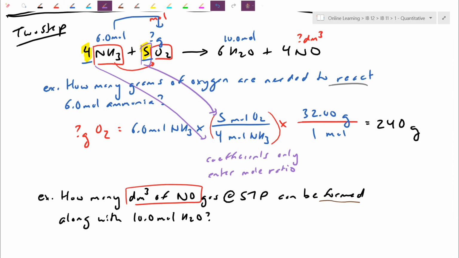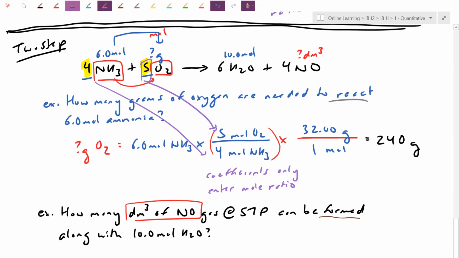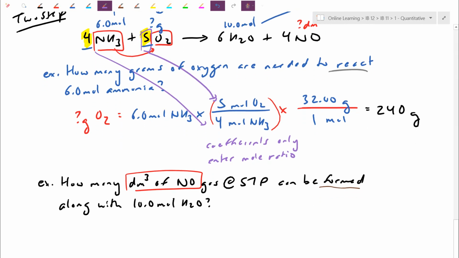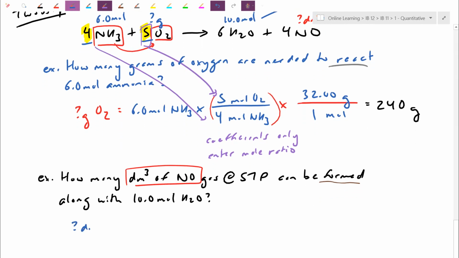I'm going to say, well, my mole ratio does work going moles to moles. So let's do the 6:4 ratio. That's where it enters. And then if I have 1 mole of gas at SDP, we just did the conversion: 1 mole is always 22.7. Let's see how this ends up working out here. We're interested in how many decimeter cubed. Remember, decimeter cubed here is a liter. Start off with the number given, which is 10 moles of water.